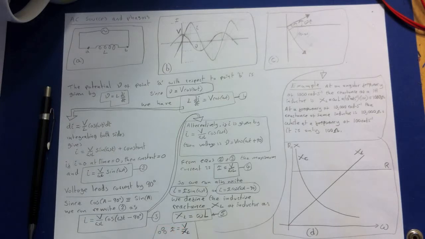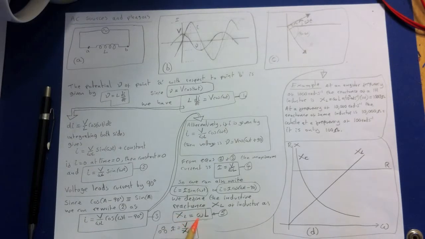The reactance of an inductor is directly proportional to both its inductance L and to the angular frequency omega. The greater the inductance, the higher the frequency, the larger the reactance. So if we have a very large inductance, we're going to have a very large reactance. If we have a very large frequency, we're also going to have a very large reactance.